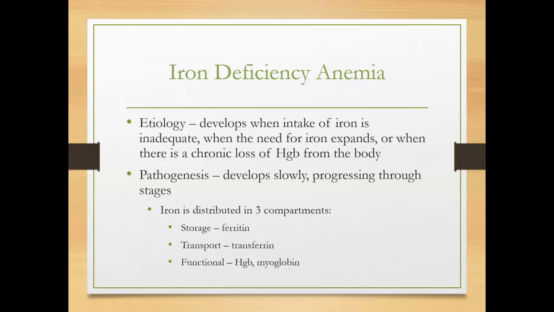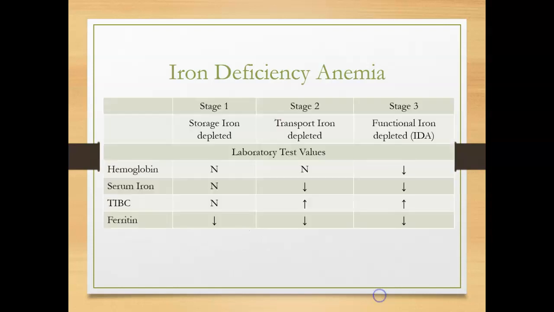But it's first important to understand that there's three compartments that store iron. You have to memorize this. You will be tested on this. The storage form of iron in the body is known as ferritin. It is transported by transferrin. That one's usually pretty easy to remember because trans sounds like transport. So you transport iron with transferrin. The functional forms are found in hemoglobin and myoglobin.